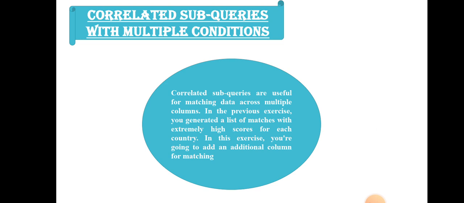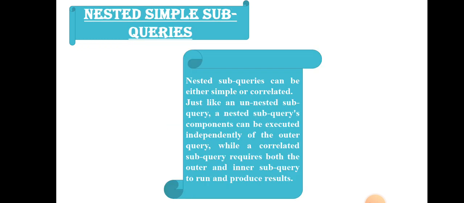Correlated subqueries with multiple conditions. Correlated subqueries are useful for matching different data across multiple columns. In the previous exercise, we generated a list of matches with extremely high scores for each country, but in this exercise, we are going to add an additional column for matching and nested simple subqueries.